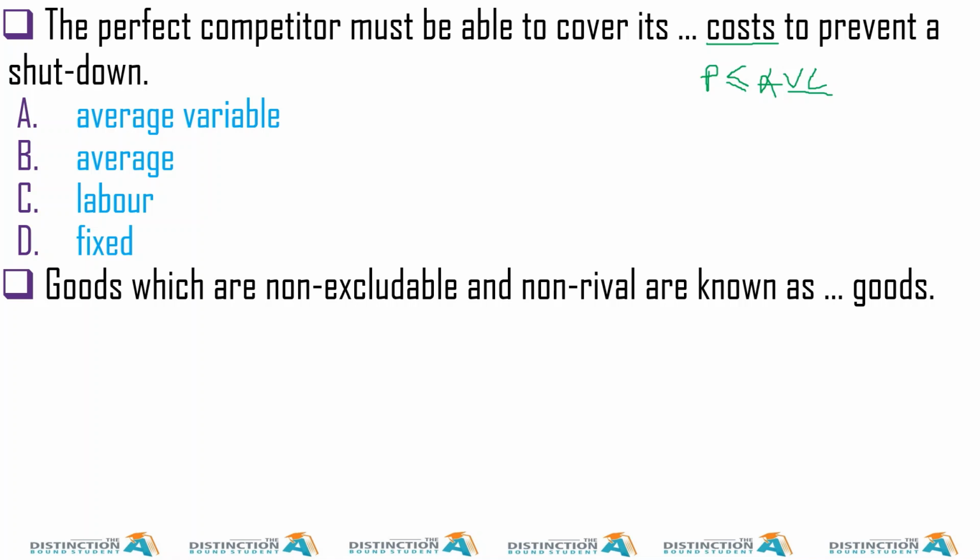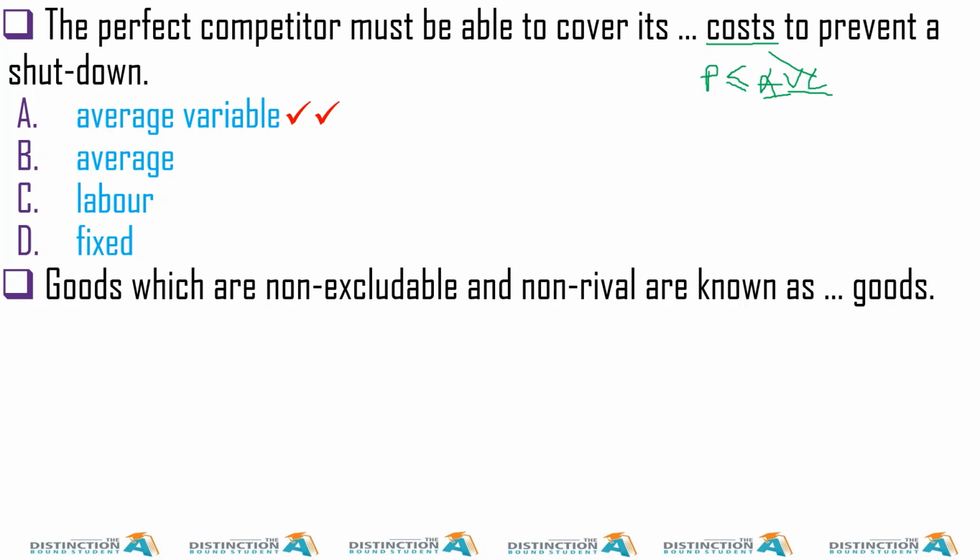So you see, our VC is, the C is there. So what you need to know is the AV, yeah. But yeah, AVC. So we have average variable cost here. All right, so the answer is clear. Our answer is A. Because that's what the rule says. You must be able to cover your variable costs.